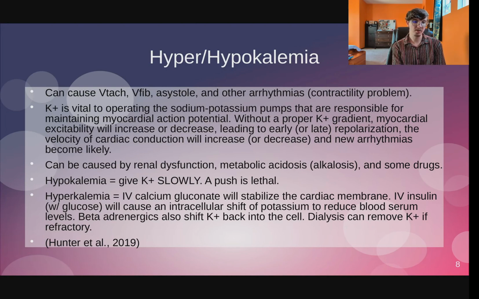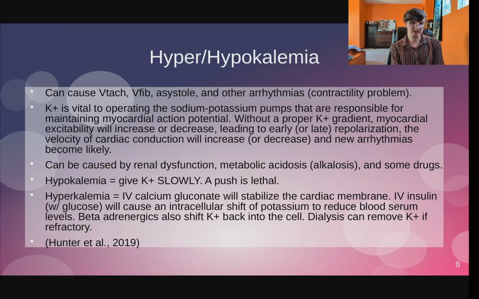With hypokalemia, you have to give potassium slowly. Please never give your patient a push of IV potassium. A push is lethal because then you're just going to put them in hyperkalemia and they're going to go into VFib. And with hyperkalemia, you can give IV calcium gluconate or carbonate, I believe, which will stabilize the cardiac membrane and basically kind of stop your VFib problem, but it won't actually fix your hyperkalemia problem.